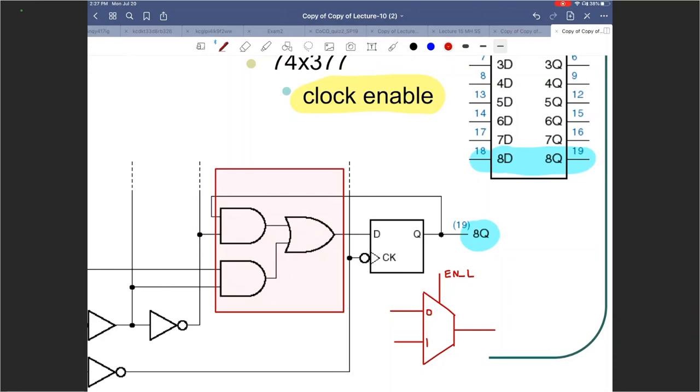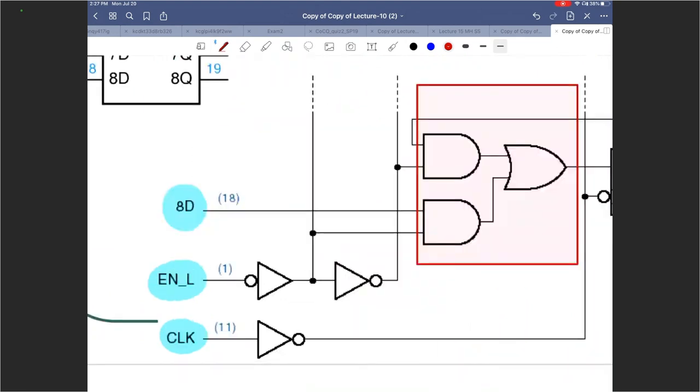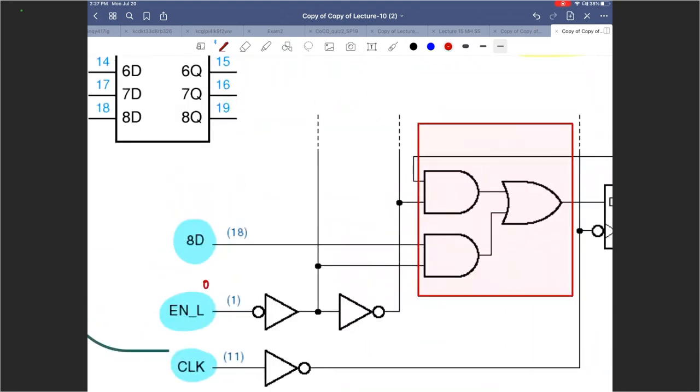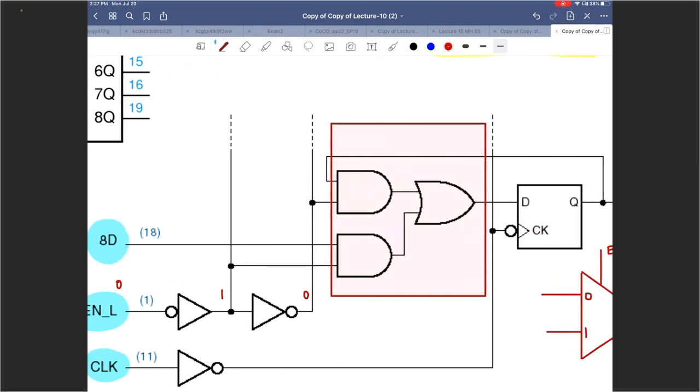When enable is 0, you have a 1 there, which means you have a 0 there. What happens then? If you have a 0 there, that means this guy is not going to help at all, because that is going to be whatever's and 0. So that doesn't give you anything. There'll be a 0 there.